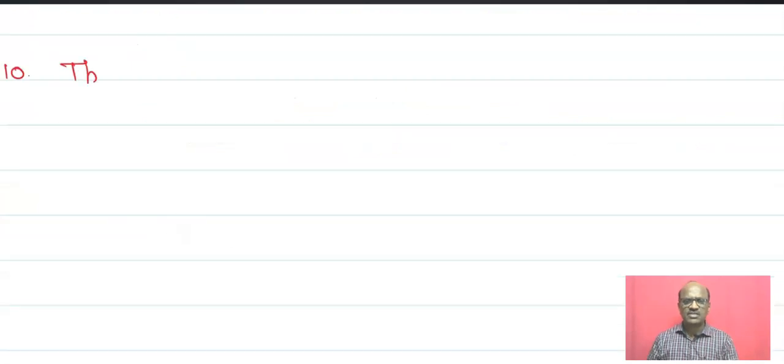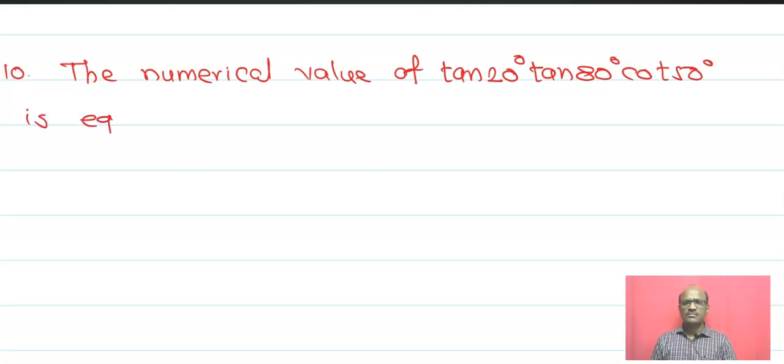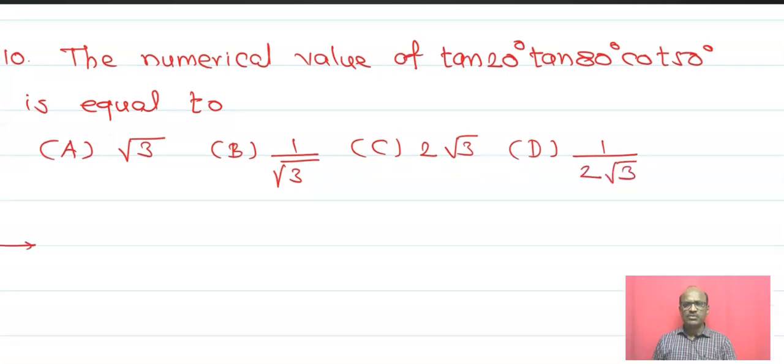Now the next is question number 10. The numerical value of tan 20 tan 80 cot 50 is equal to: A, root 3; B, 1 upon root 3; C, 2 root 3; and D, 1 upon 2 root 3.